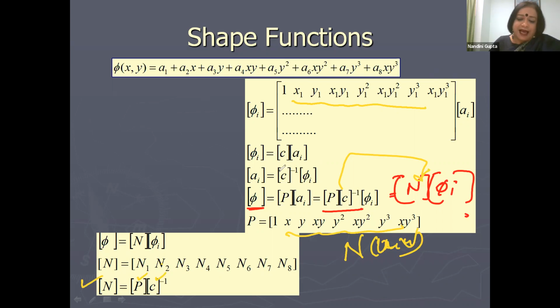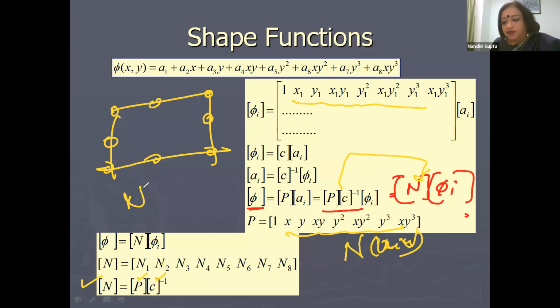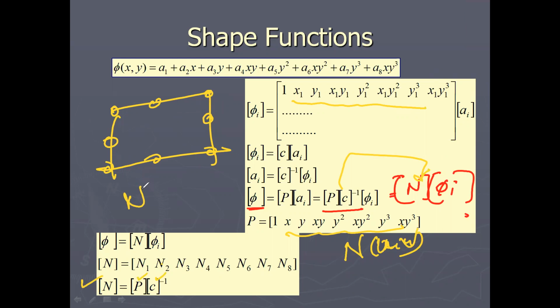So which means that if I give you an arbitrary element, let's say I give you an element like this, you are now in a position to find the shape functions for this. Is this clear to everybody?